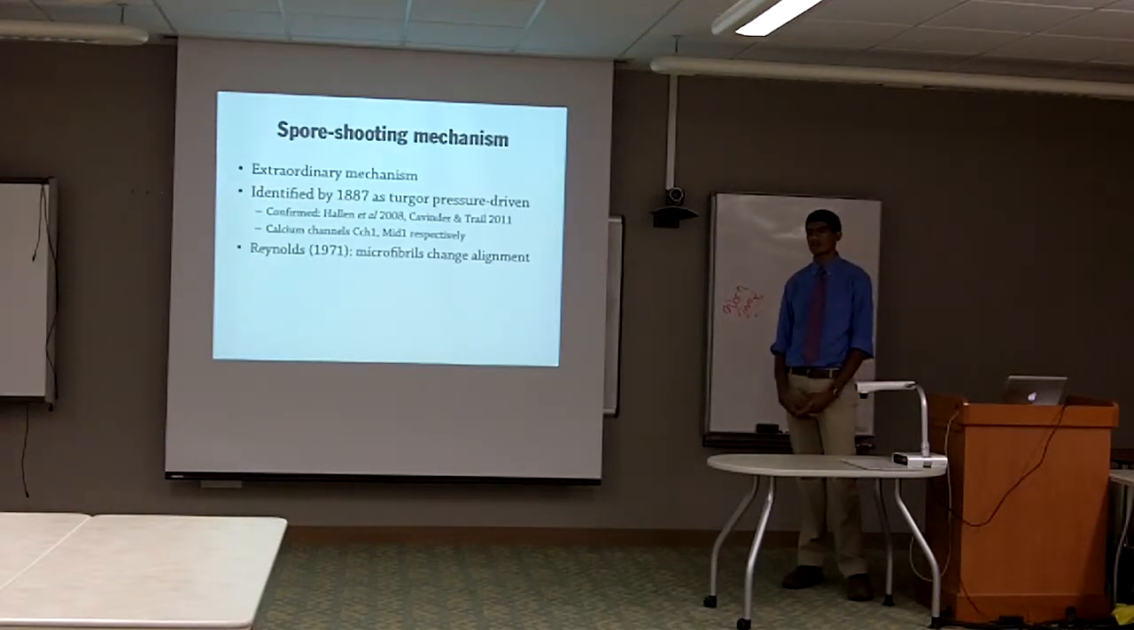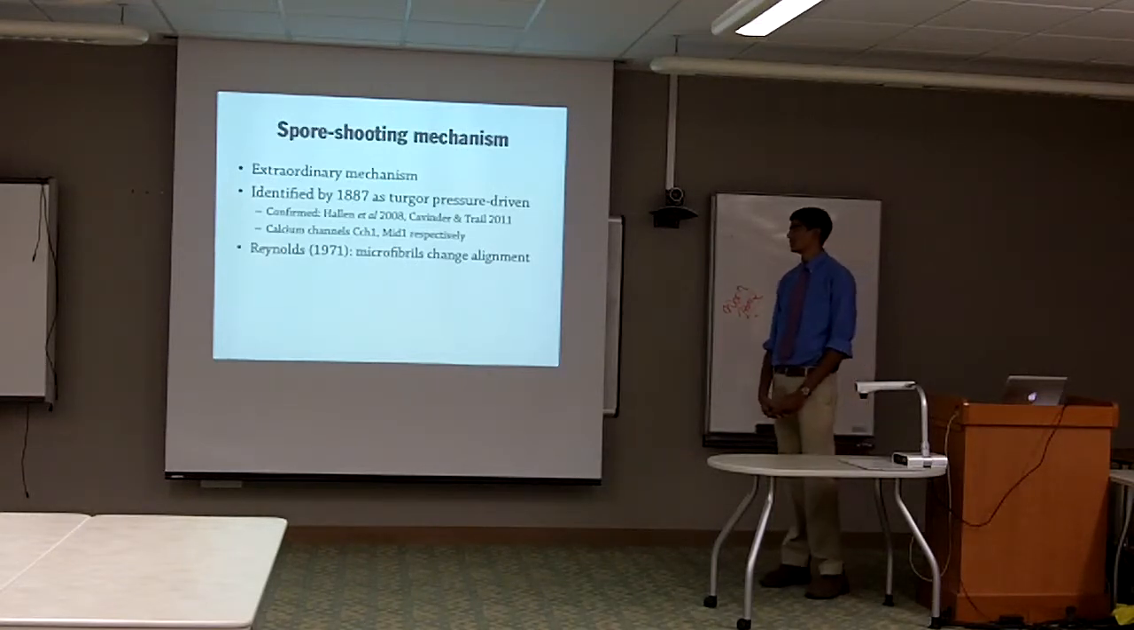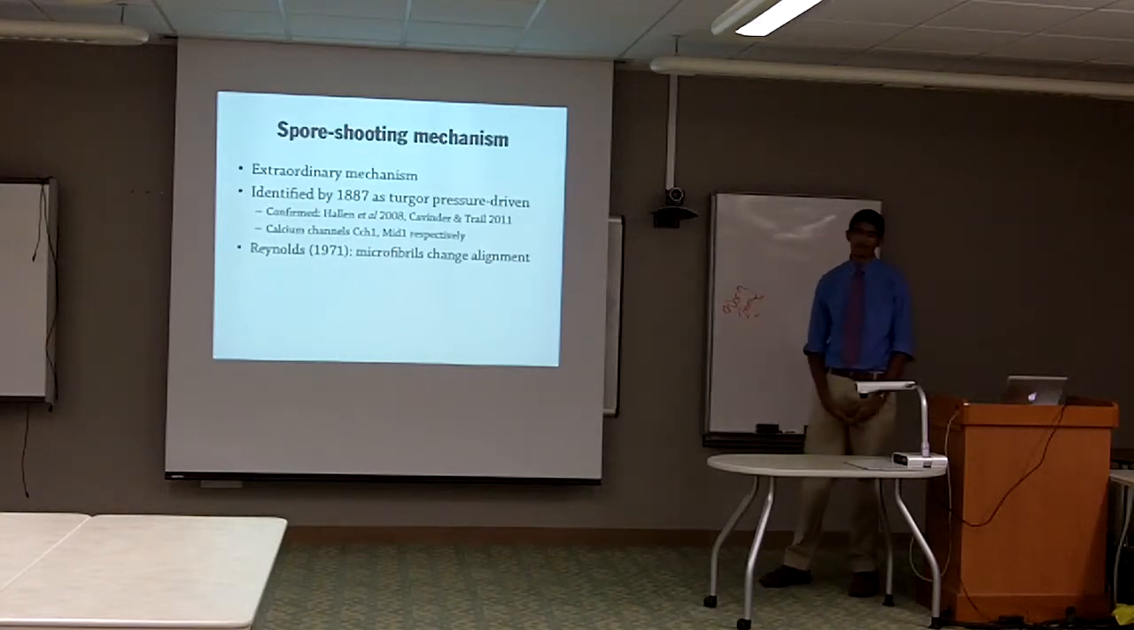Two experiments that were done in my lab pretty recently identified two calcium ion channels, CCH1 and MID1, that are able to cause a buildup of osmotic pressure in the epiplasmic fluid. And so it's been proven that these ion channels are very critical to ascospore discharge, thus showing that turgor pressure is a major component of the mechanism. But there are also other pieces that are involved.